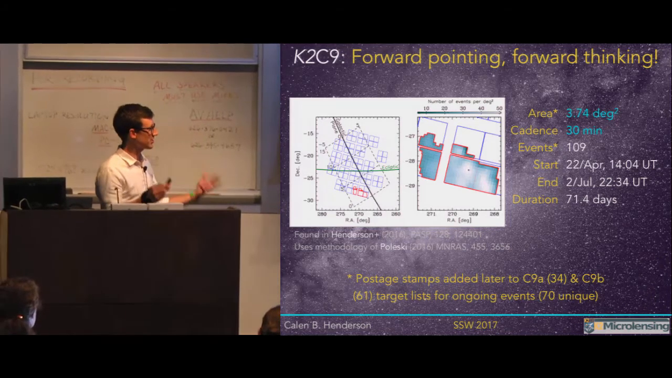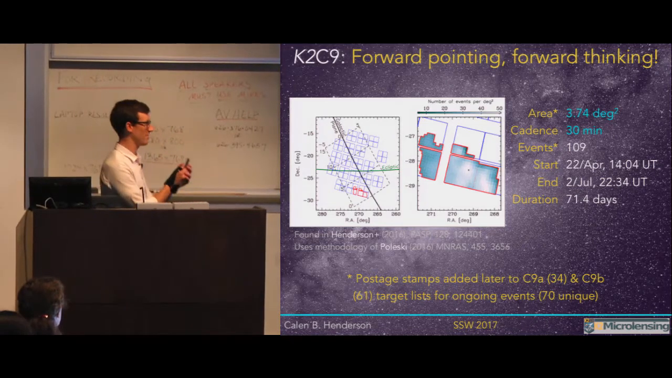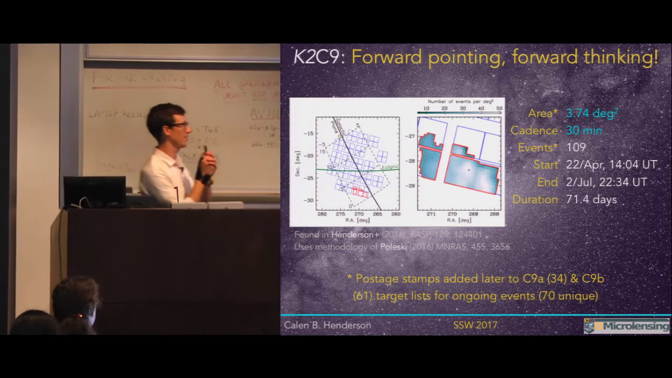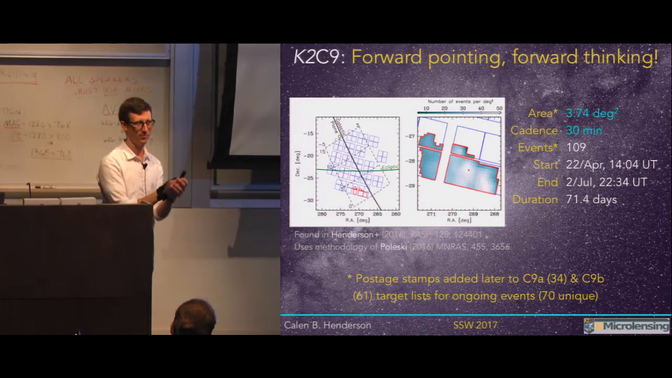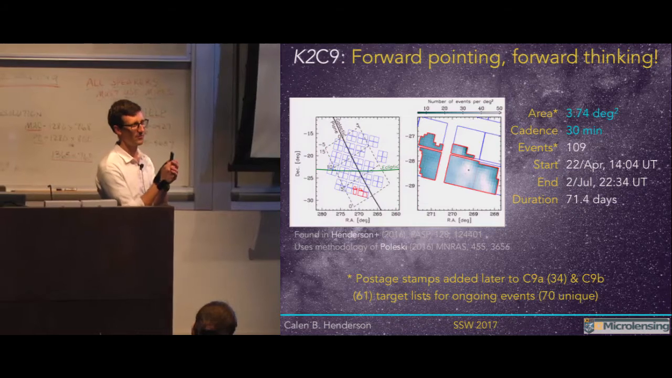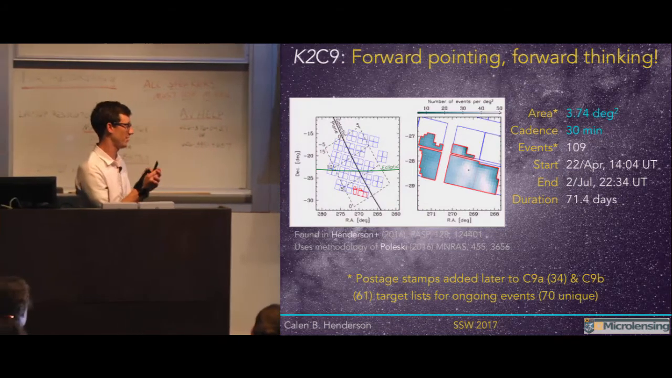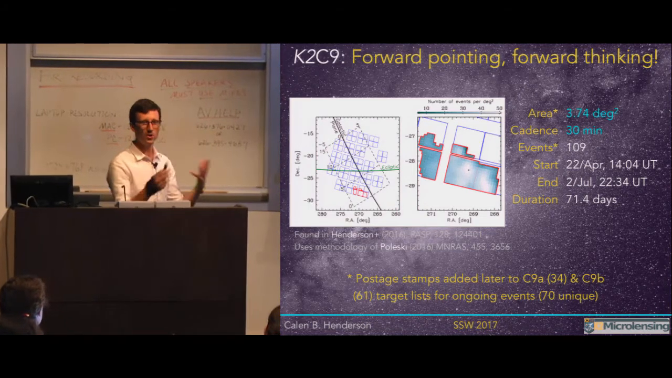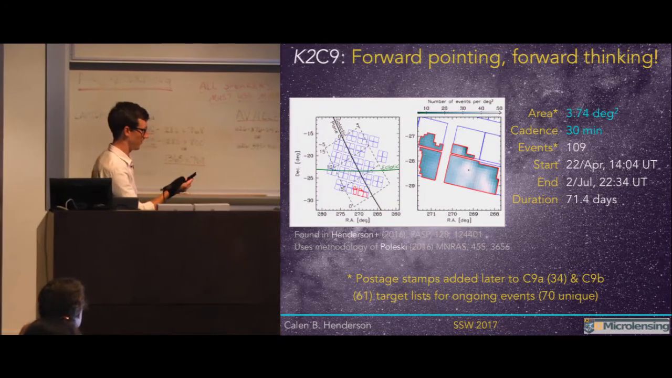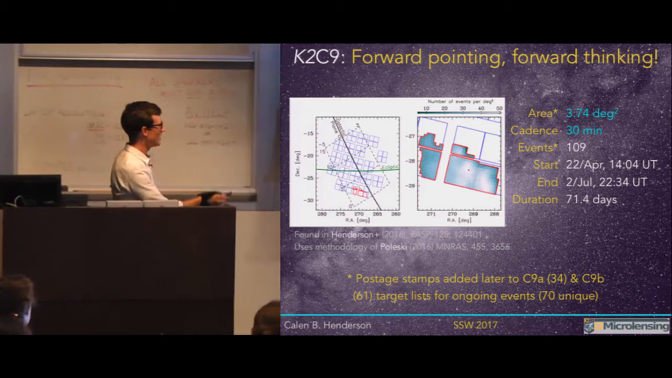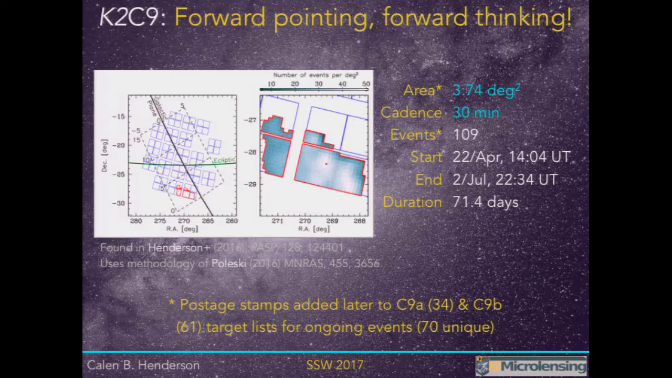And then, in addition to just doing a blind survey of the same area from the ground and in space, the K2 project office also allowed us to add specific postage stamps for known microlensing events from both the OGLE and MOA ground-based surveys. So events that we already knew were ongoing and that we could add later to the target list. And so for the first half of the campaign, C9A, we added 34 events. For C9B, we added 61 events. And between the two of those, there were 70 unique events. So about 200 events observed.